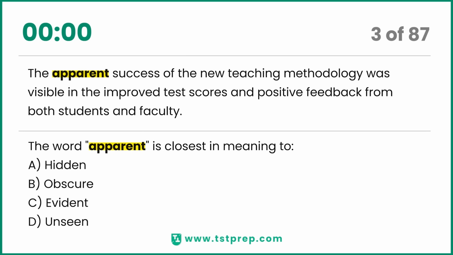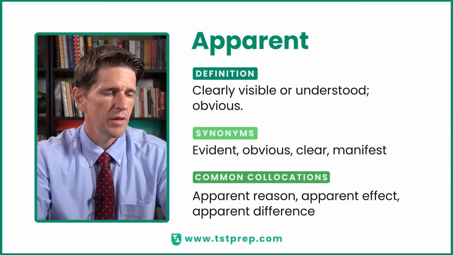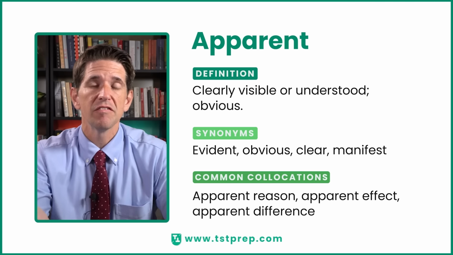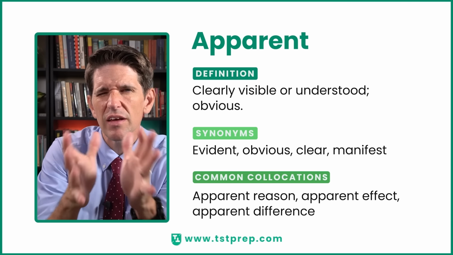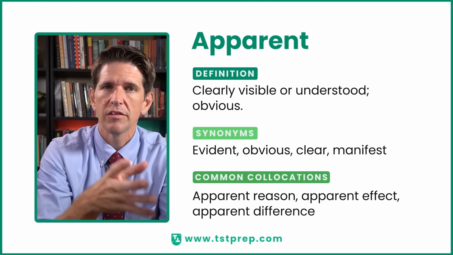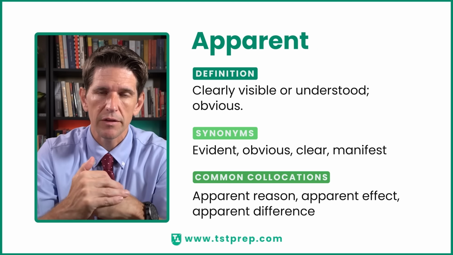All right, the correct answer is C, evident. So apparent means that something is clearly visible or understood or obvious. And some common collocations: apparent reason, apparent effect, apparent difference. It looks like this is the difference. So apparent is kind of like an adjective here to say this is what it looks like. It's used in all different types of topics.